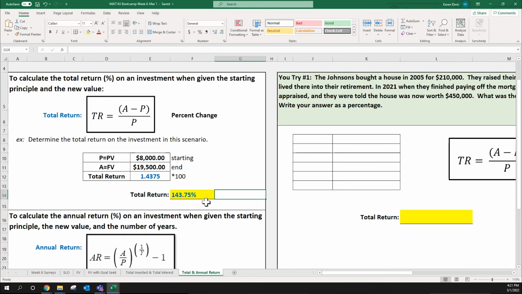Can you write to the side how you entered that into Excel, please? Yes, absolutely.